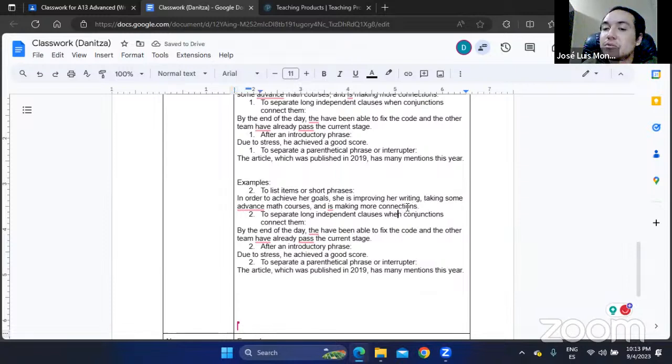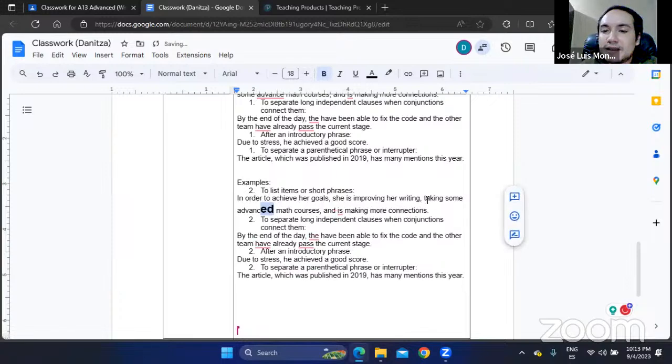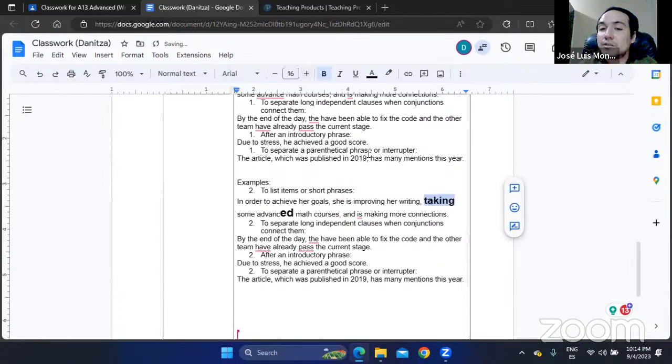So she's improving her writing, comma, taking some advanced, right? Advanced is going to be, not an article, sorry, an adjective. So it's going to be advanced math courses. ED, because this is an adjective. Here only this, because we only use the part of the conjugation that is necessary if the verb is the same for all the next verbs that we got, whether it's gerund or infinitive, as I was saying. Here the same, right?